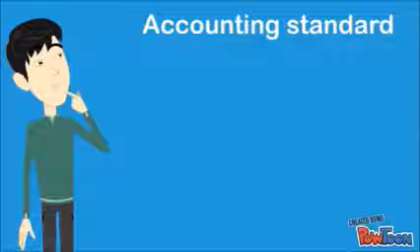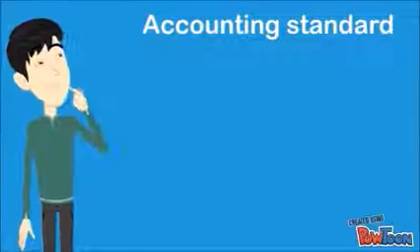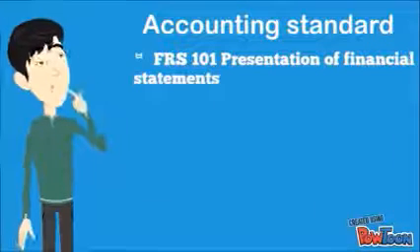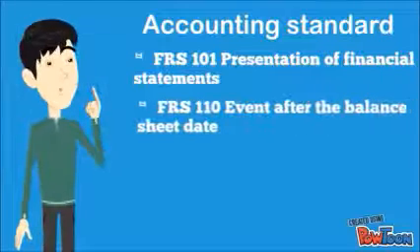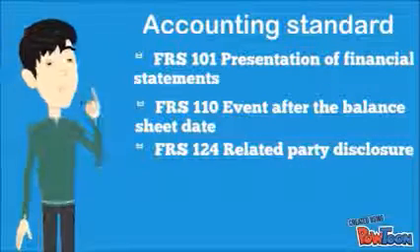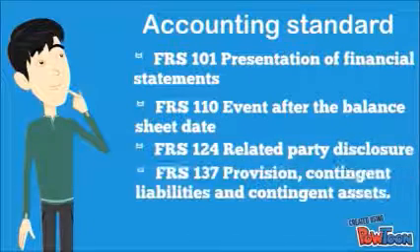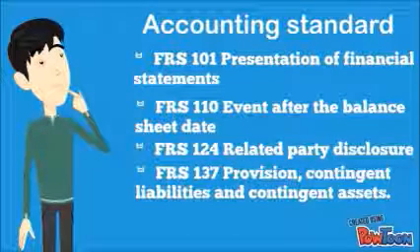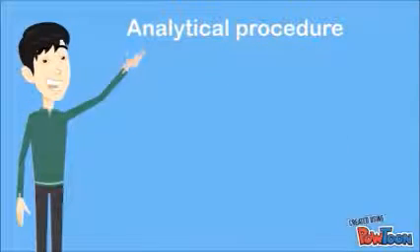Next are the accounting standards that the auditor needs to follow, which are FRS 101 Presentation of Financial Statements, FRS 110 Events after the Balance Sheet Date, FRS 124 Related Party Disclosures, and FRS 137 Provisions, Contingent Liabilities and Contingent Assets.